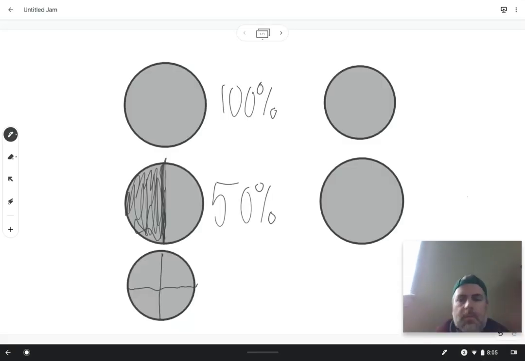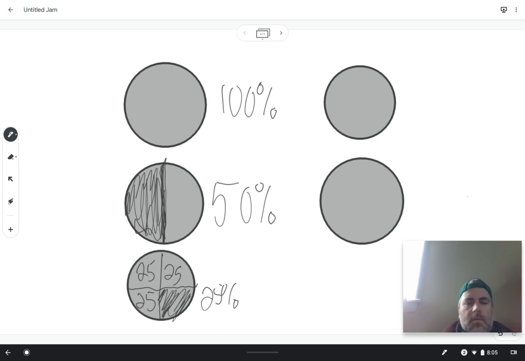Whoa. Okay, 4 parts. So let's think. 4 parts here. If I take 100 and I divide it by 4, what do we get? It's 25. So each one of these is 25%. 100 divided by 4 is 25. So this shaded area, right, we could say that that's 25%.